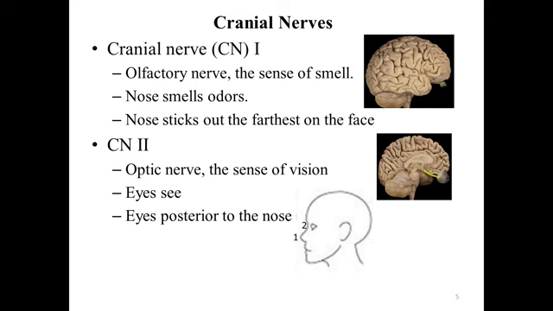cranial nerve 2. So in the images on the right, you have a picture of the olfactory nerve and then the optic nerve. And the image at the bottom shows you how the nose sticks out the farthest. That's your first cranial nerve, and then the eyes for the second cranial nerve.